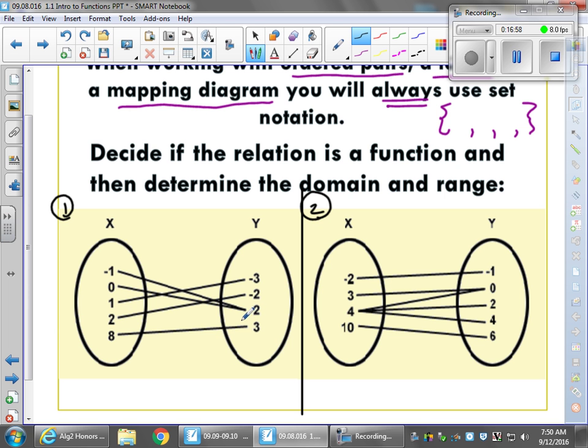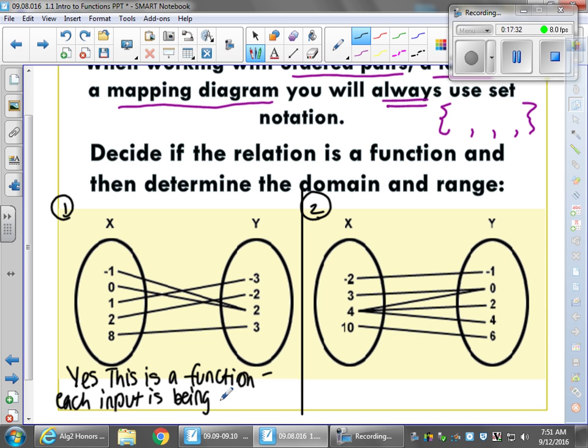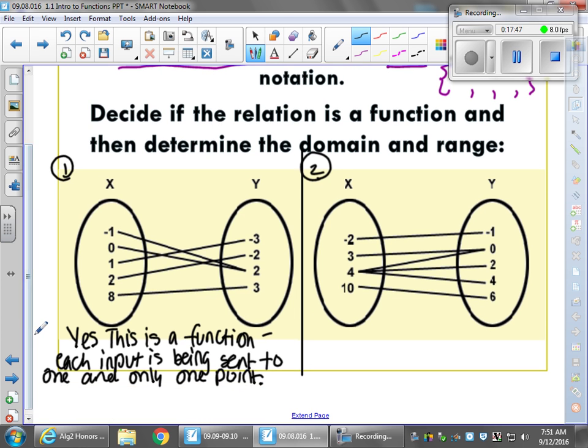and that is okay. The definition of a function is that each input is sent to exactly how many places? 1. So how many places is -1 being sent? Just 1. How many places is 0 being sent? Just 1. If it happens to be the same point, that's fine. Yes, this is a function. Each input is sent to exactly 1 point, 1 and only 1, however you choose to say it. When you're ready, decide about number 2.